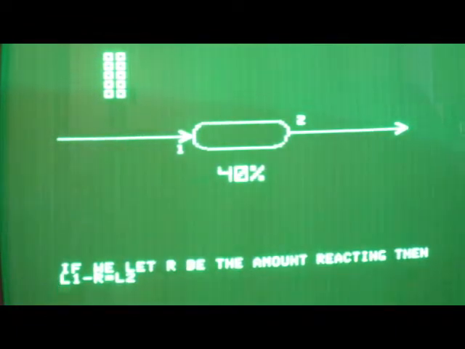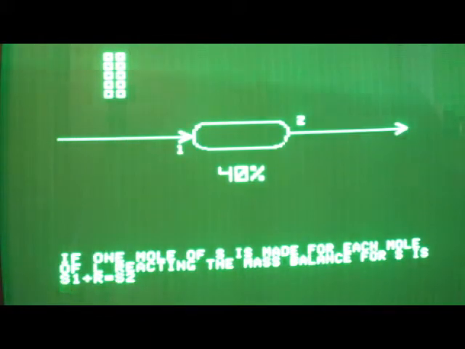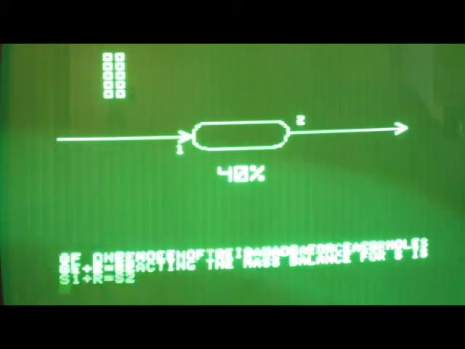If we let R be the amount reacting, then L1 minus R is equal to L2. In other words, the large coming in on stream 1 minus those reacted equals the large leaving in stream 2. If 1 mole of S is made for each mole of L reacting, the mass balance for S is S1, however many S are coming in stream 1, plus those formed in the reactor equals S2.